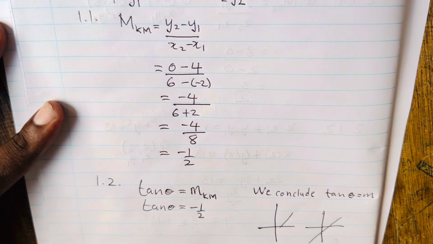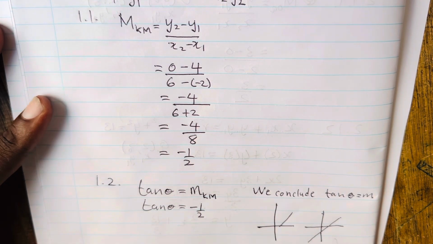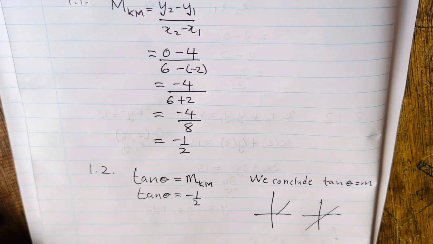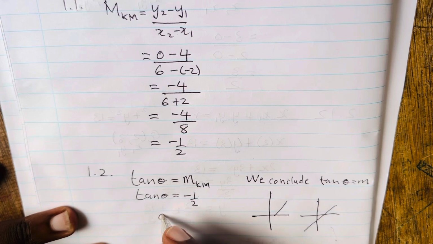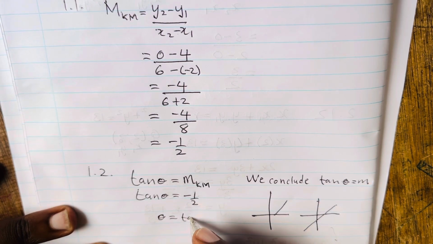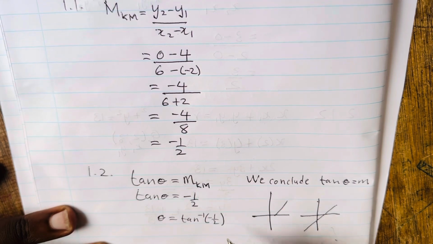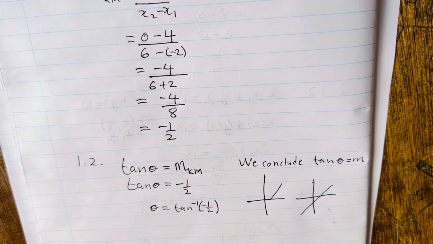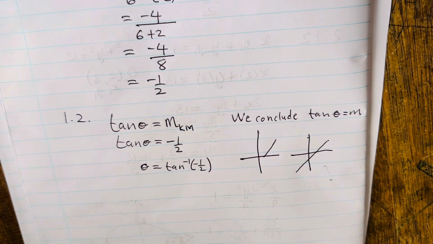This is not the same as the tan we use in trigonometry; we substitute it with our negative value. So theta is equal to tan inverse of -1/2. Now just calculate it using your calculator.